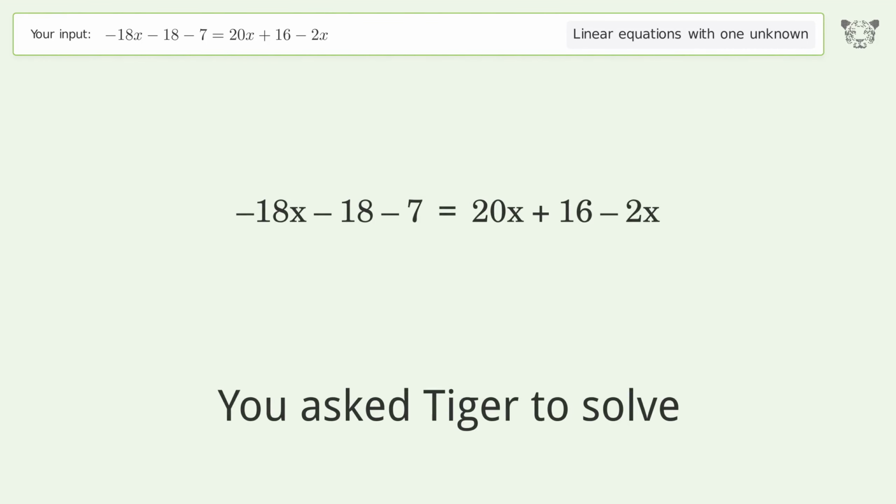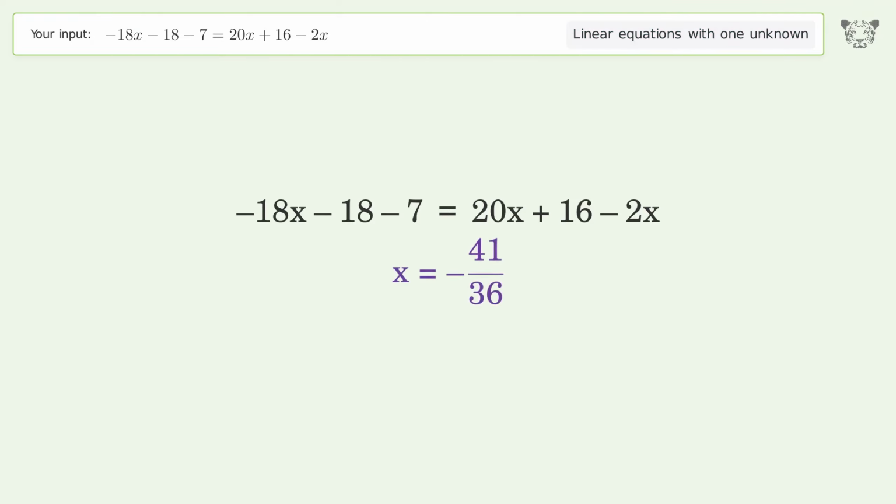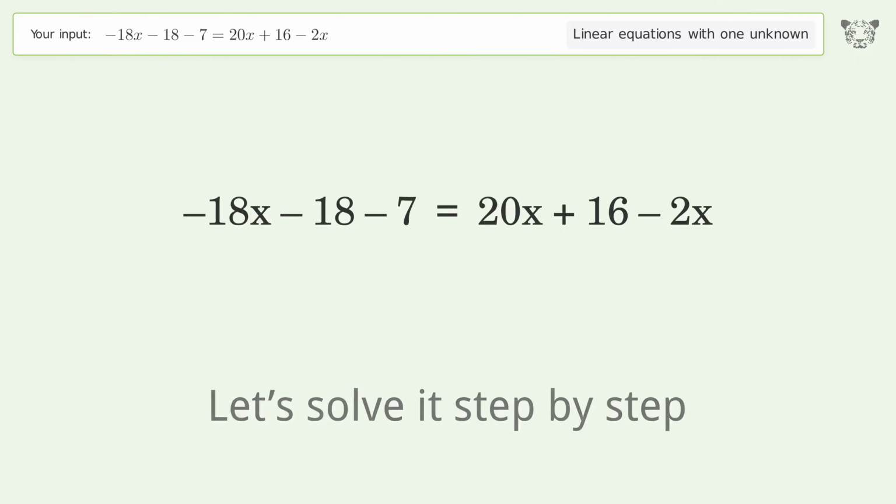You ask Tiger to solve. This deals with linear equations with one unknown. The final result is x equals -41/36. Let's solve it step by step.